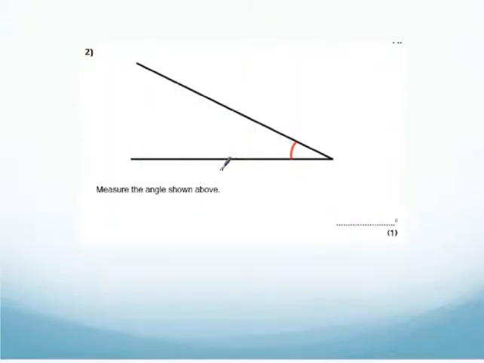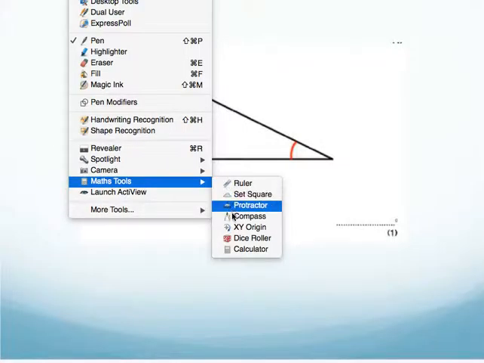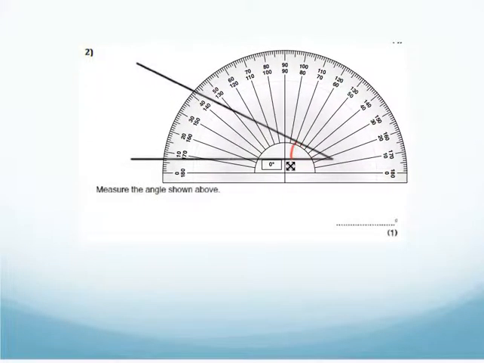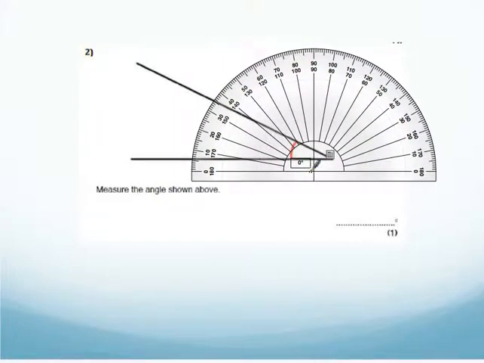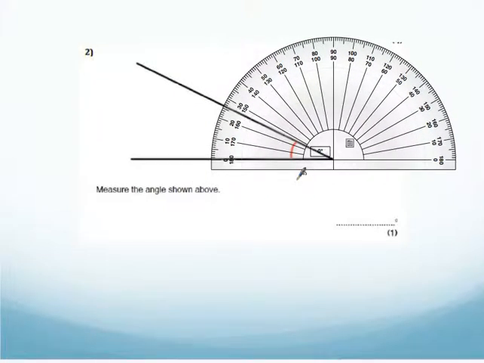Question 2, we want to measure this angle. Okay, so let's get a protractor out. And here is our protractor. When you move this, you see this crosshair here. You need to make sure that is right at the corner of the angle. So it reads like this. So you can now see that that crosshair is on the angle.